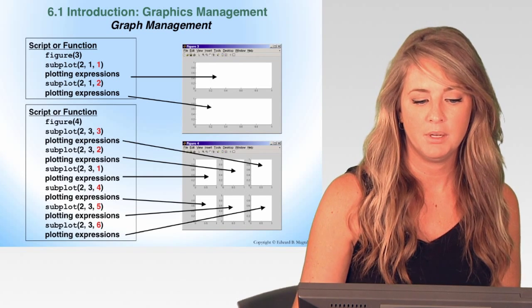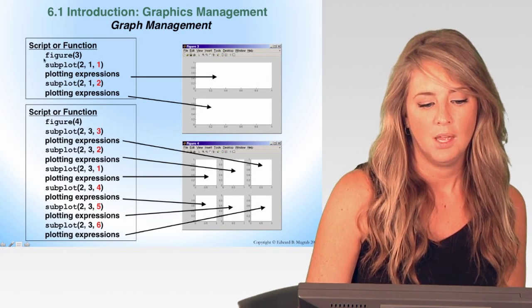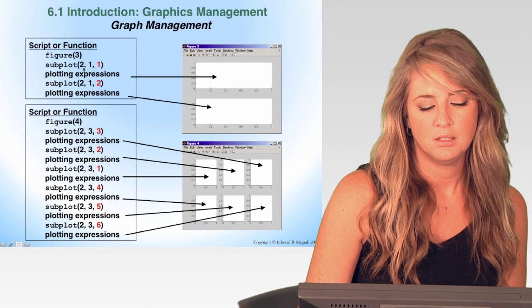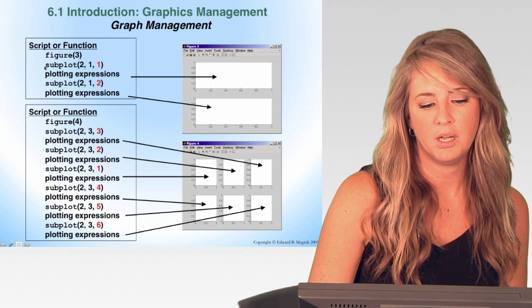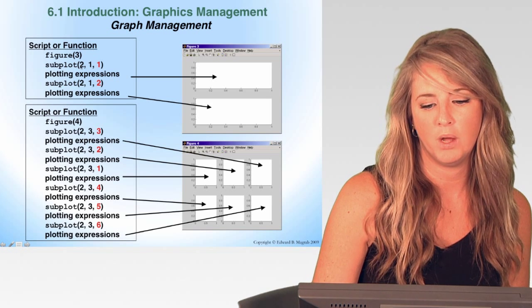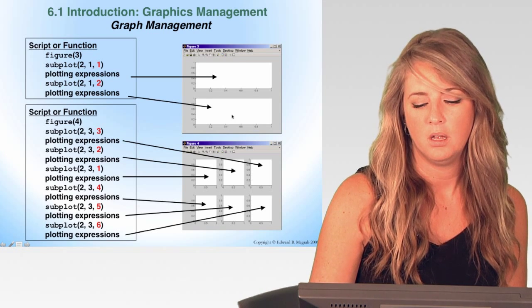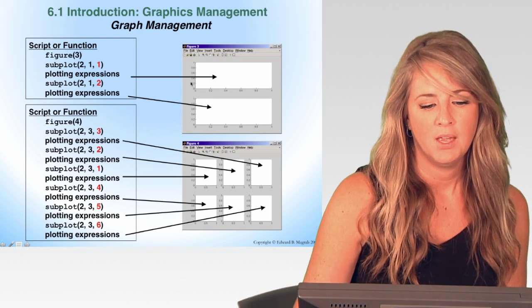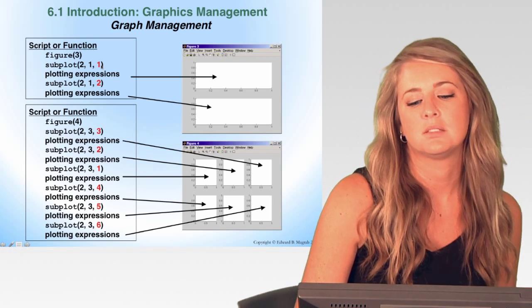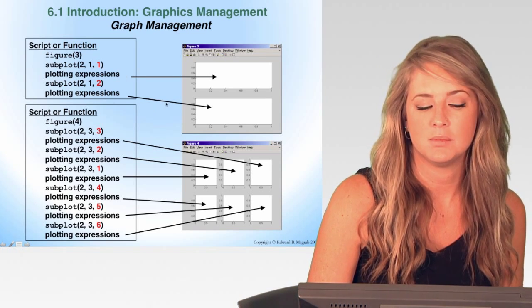In this top example, we've created figure 3, and then subplot and subplot. If we use subplot here, 2, 1, that's indicating 2 rows by 1 column. So you can see here there are 2 rows, but only 1 column of sections. The 1 here indicates the top section. The 2 here indicates the bottom section.